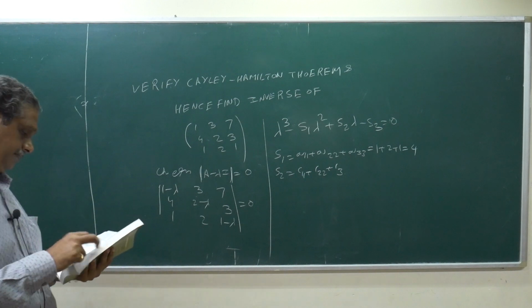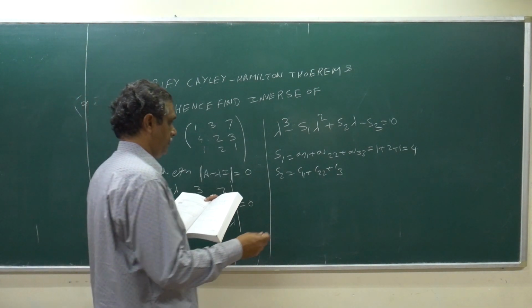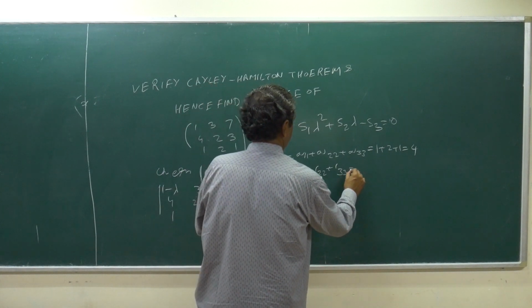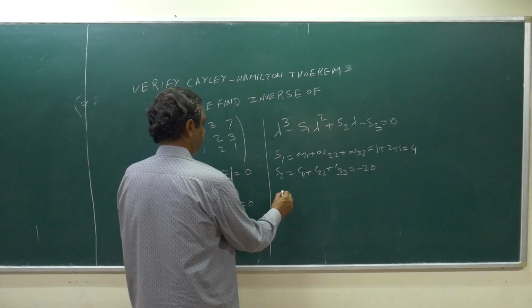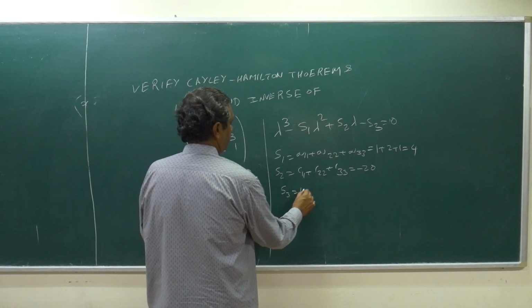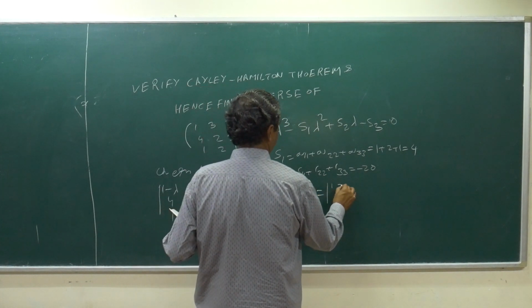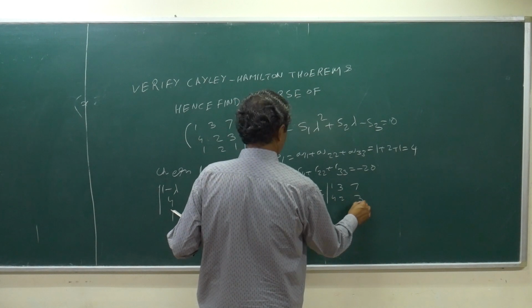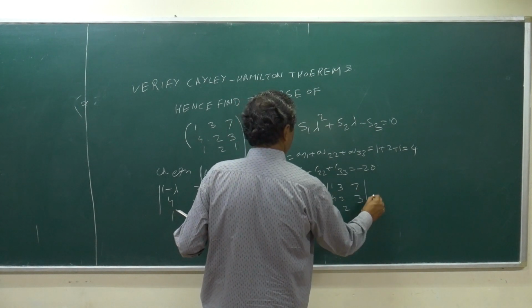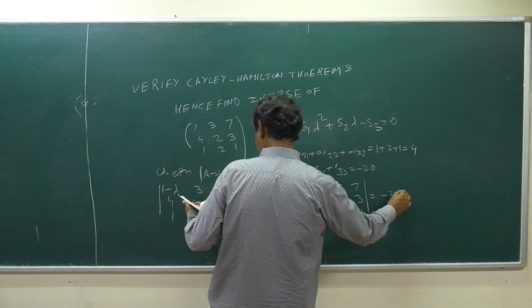S2, what will I get? S2 I will get minus 20. S3 is equal to the determinant of A. This I am also skipping, you can try: 1, 3, 7; 4, 2, 3; 1, 2, 1. That is equal to, I am getting, minus 35.